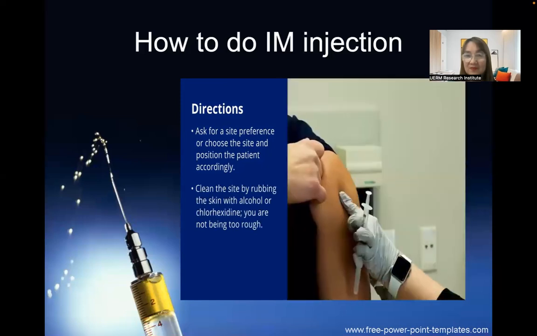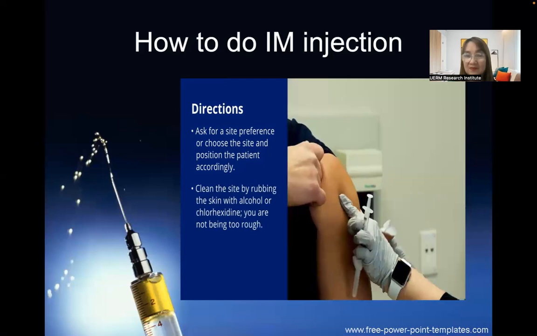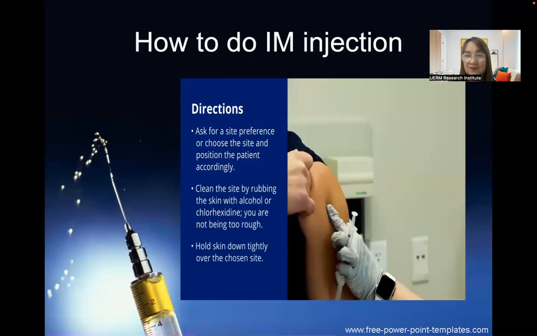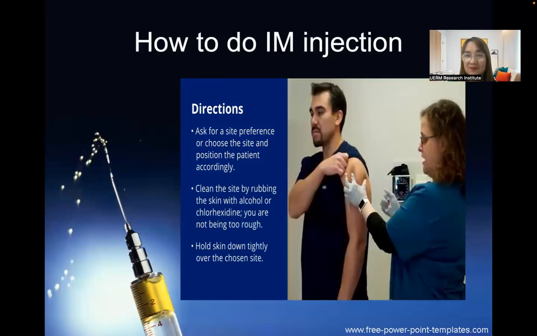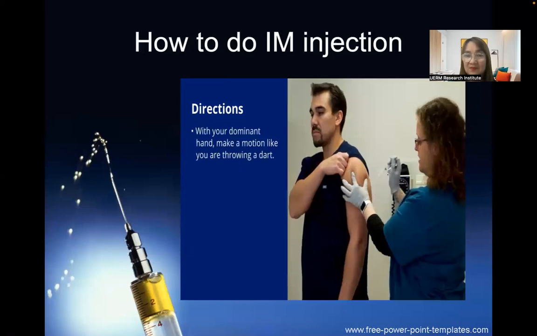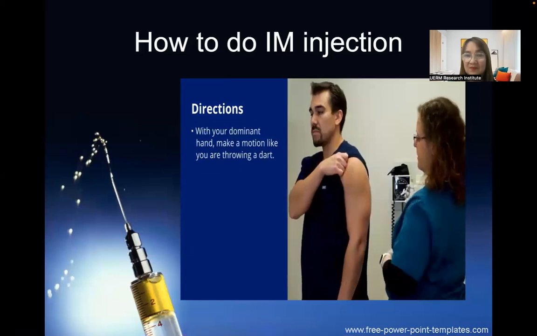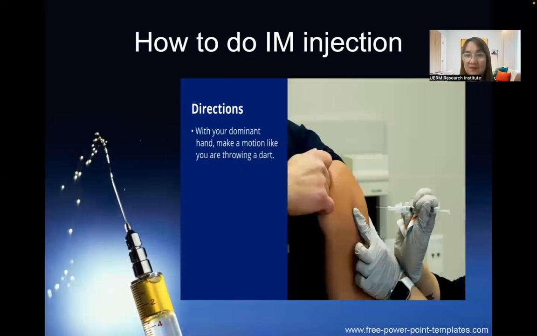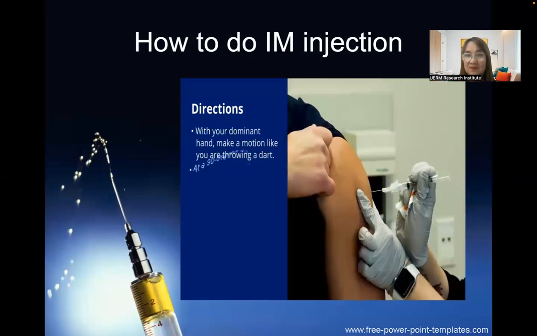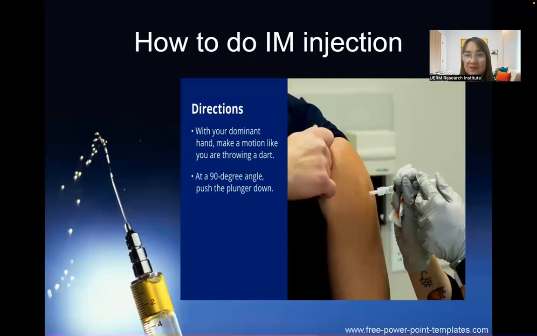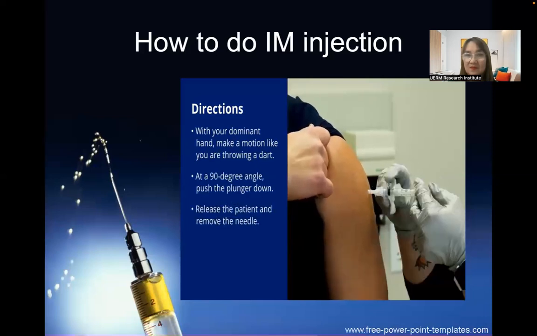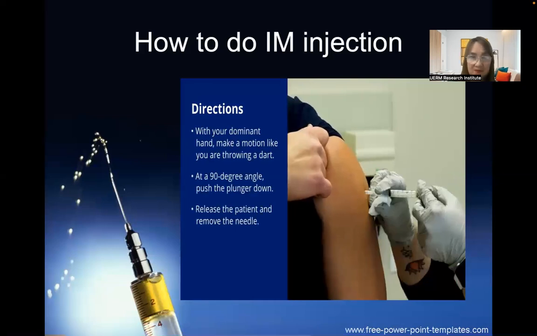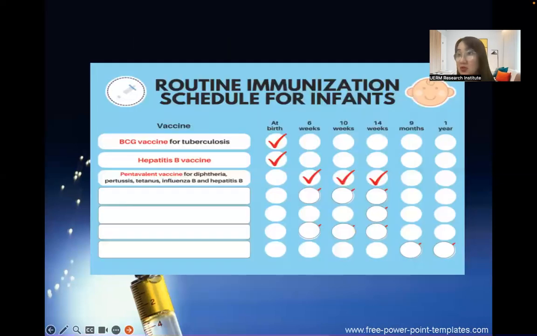Now, depending on what your textbook looks like and what your facility policy looks like, you might want to draw this taut. And some places are teaching you to pinch it up. That's not accepted practice yet. So I've just drawn it taut, okay? And I'm going to hold it here, and then I'm going to go in at a 90-degree angle like a dart, and I'm going to inject. Okay, so that's how to do an IM injection.